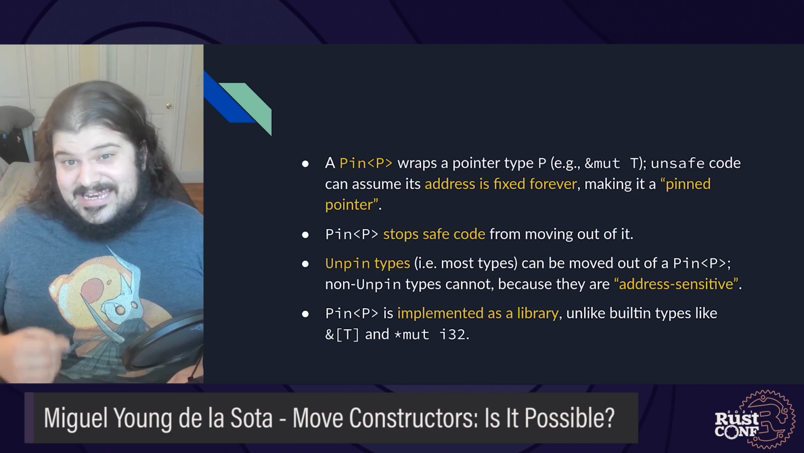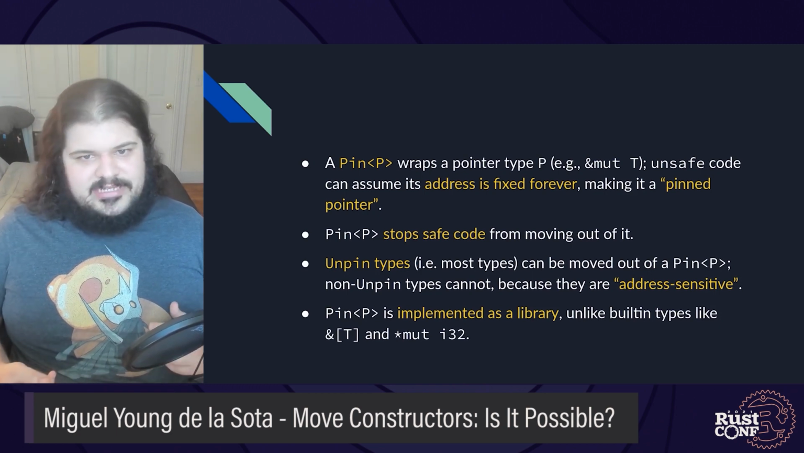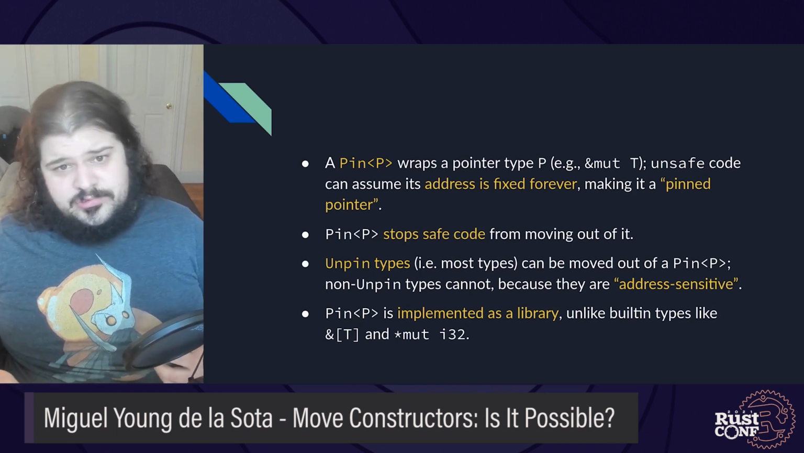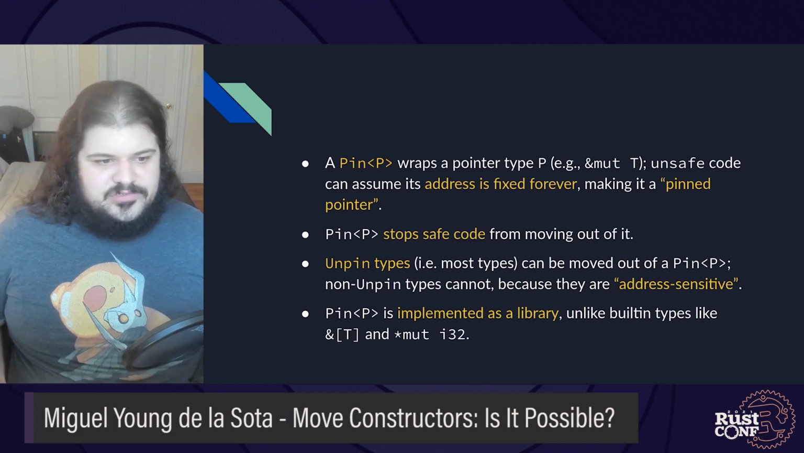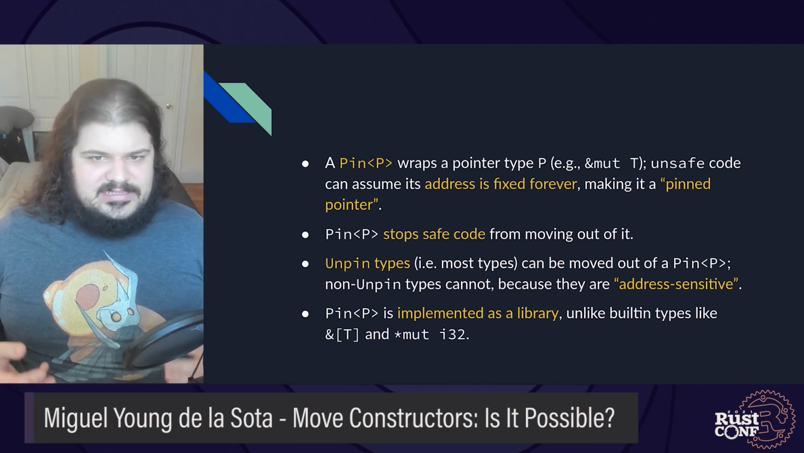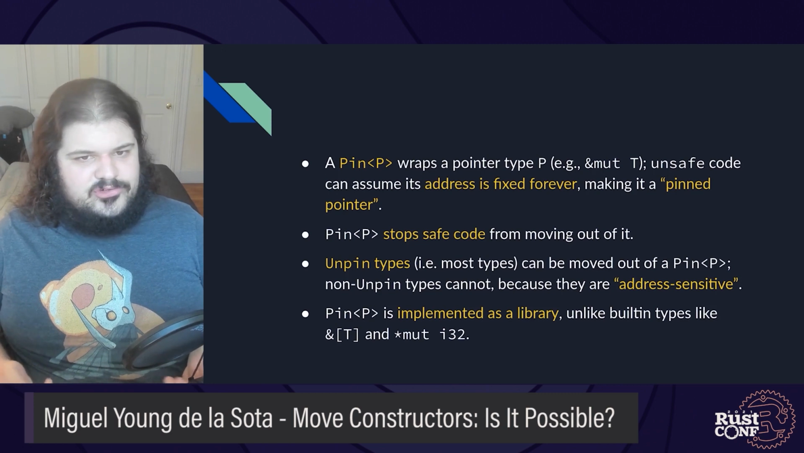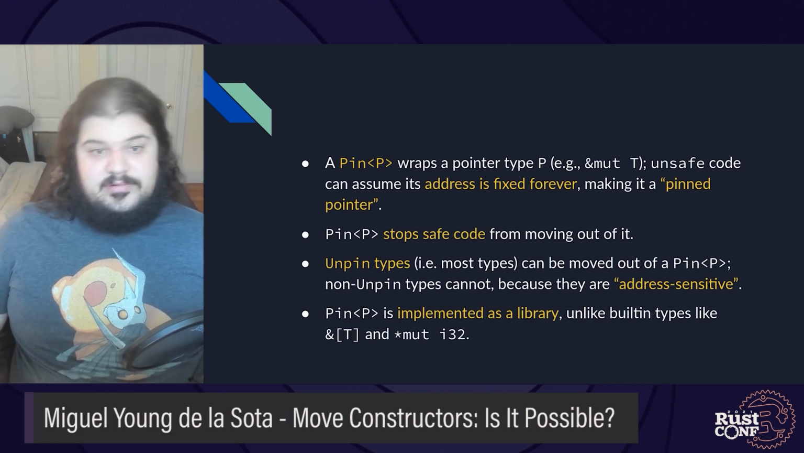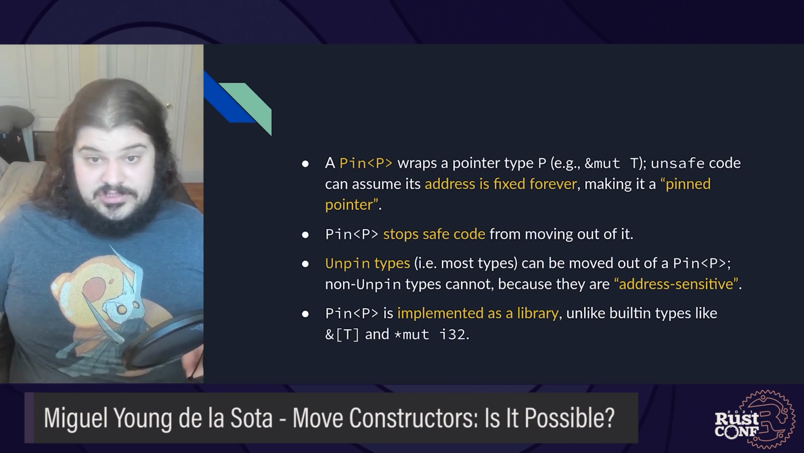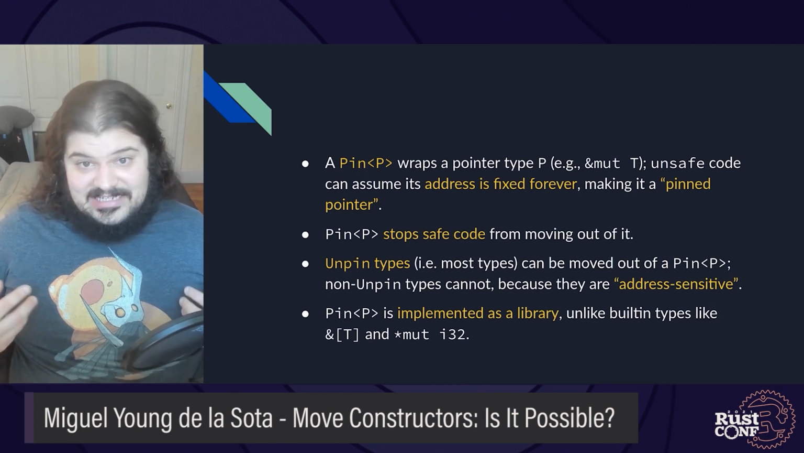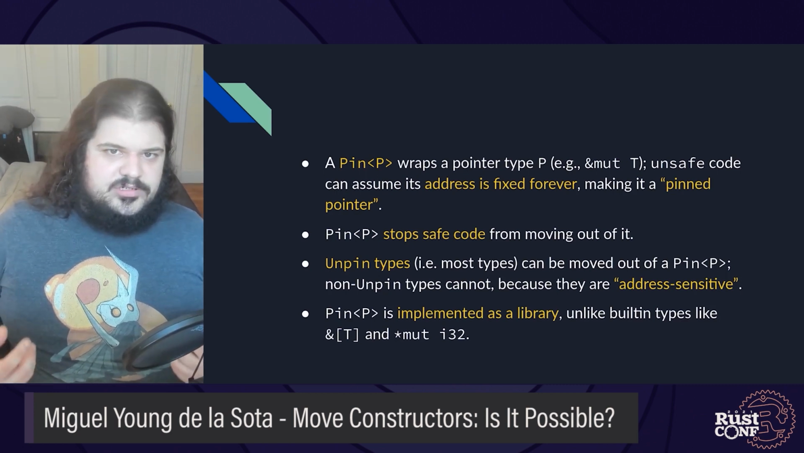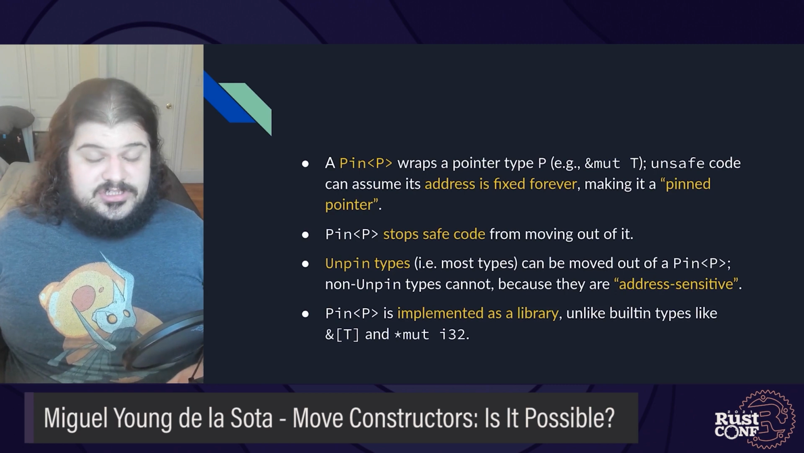Most importantly, Pin isn't magic. It's a library type, and it doesn't really change Rust's core semantics. You can still move things around as long as you have them by value. This is unlike types like slices and raw pointers, which introduce entirely new language semantics. This will be important later because we will add additional library guarantees that don't change Rust semantics at all.